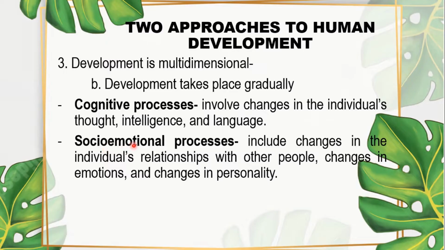We have also the social-emotional processes. This includes changes in the individual's relationships with other people, changes in emotions, and changes in personality. As babies, Nashel and Ken responded with a sweet smile when affectionately touched and frowned when displeased, and even showed temper tantrums when they could not get or do what they wanted.